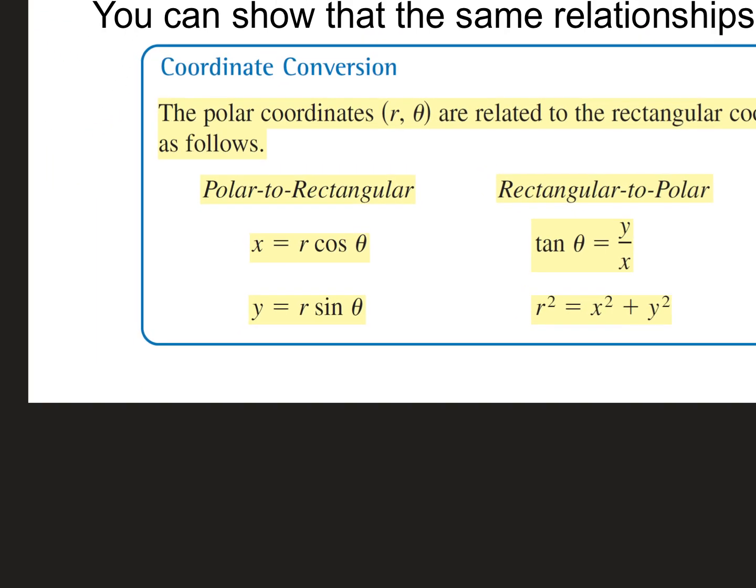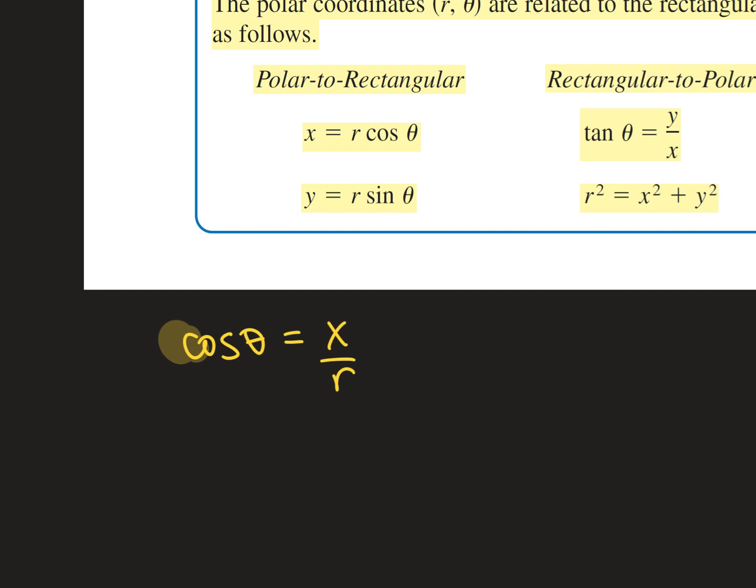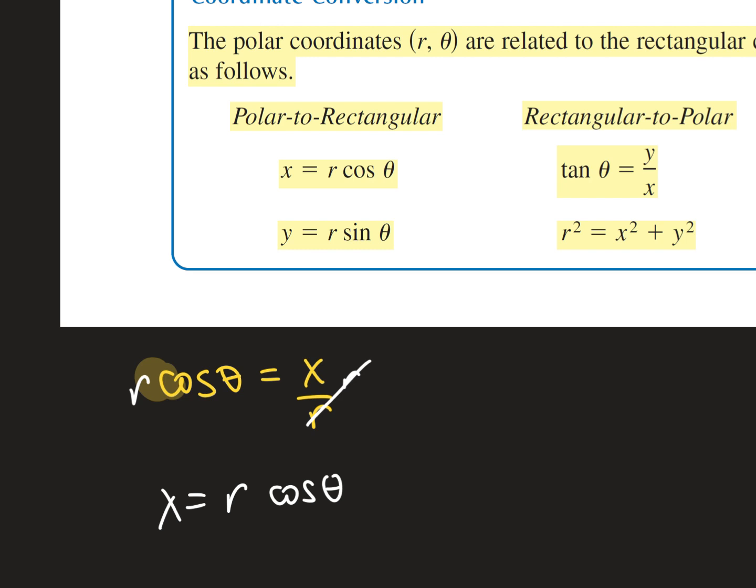And some of you are like, oh my gosh, how do I memorize that? Guys, think about this. The cosine of theta, we already know, is X over R, correct? If I said to you, can you solve this formula so it says X equals, what would you do to both sides? You would multiply by R, correct? So you get X equals R times the cosine of theta, which is exactly what this says here. So we're not reinventing the wheel. We're not finding anything new. You're just algebraically moving stuff around.